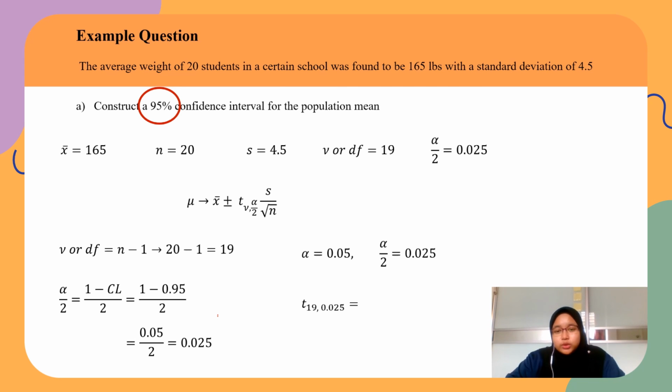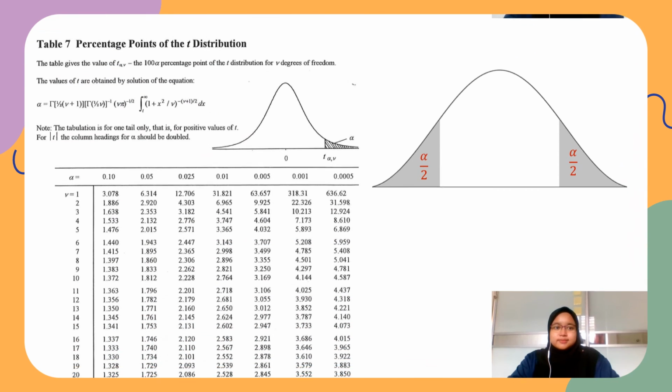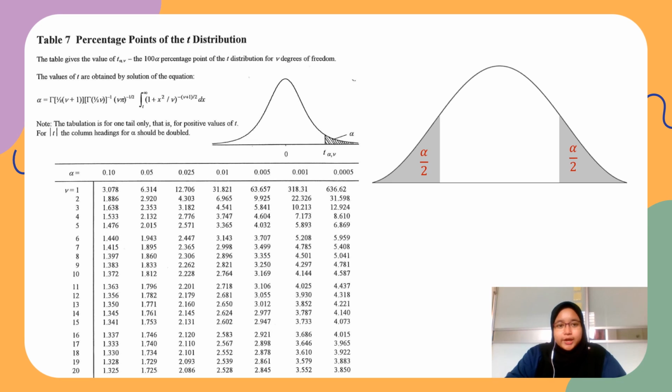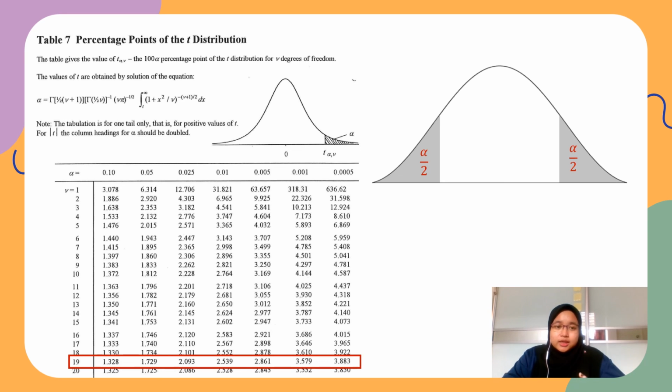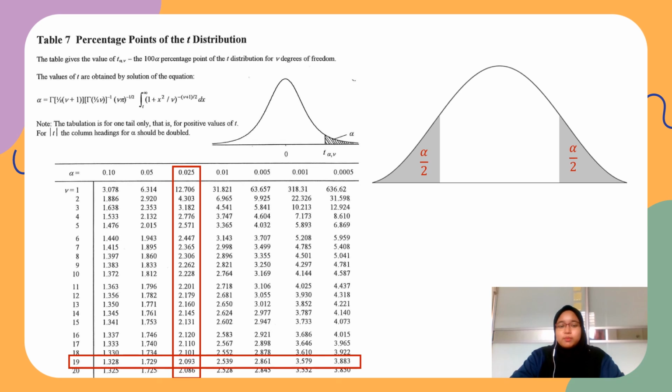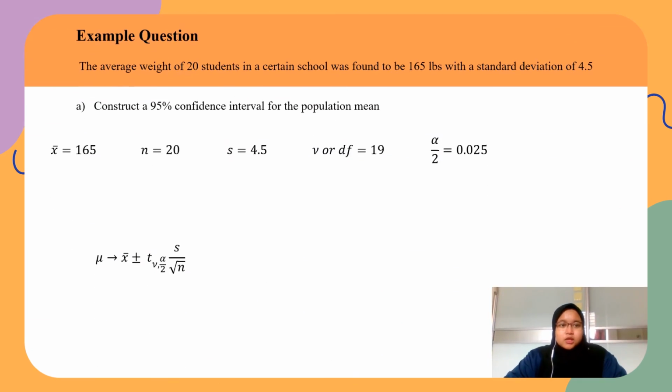So at this point, we need to look at the student's t-distribution table. So here we have the student's t-distribution table, and we say that we have 19 degrees of freedom, and the alpha over 2 value is 0.025. So if we find the intersect in row and column, it gives us this number, 2.093, and that is going to be our t value. So let's write here the t value.